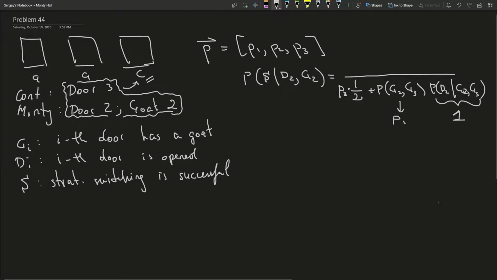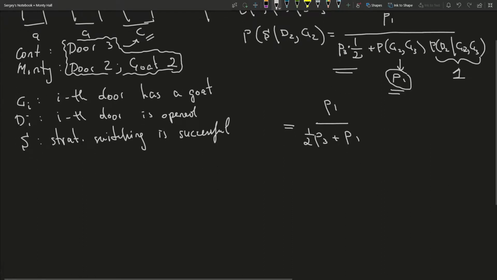And now, out of these two scenarios, for which of these scenarios is the strategy of switching successful? Well, the strategy of switching will only be successful if the car was not originally behind door 3. And that is this scenario here that happens with probability p sub 1. So we have p sub 1 in the numerator. So we get that the probability that the strategy of switching is successful under the given observations, under the evidence, is p1 over 1/2 p3 plus p1.